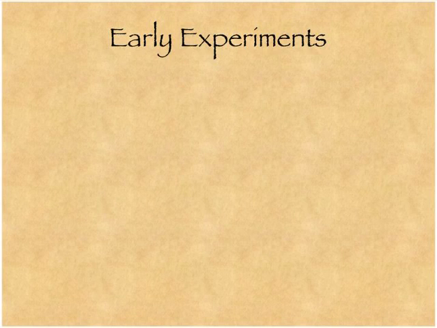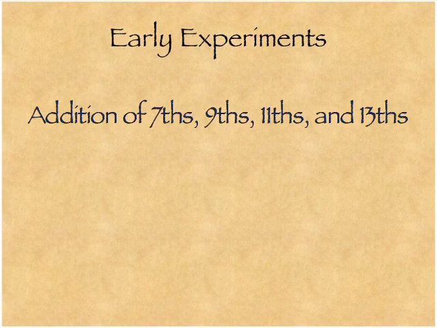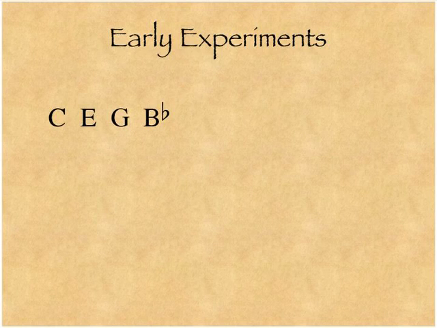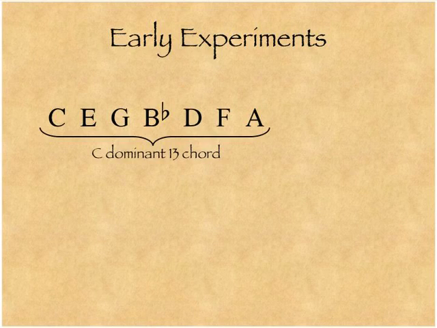Scriabin's early experiments with traditional harmonies were twofold. First, traditional chords were made more complex through the addition of sevenths, ninths, 11ths, and 13ths. And second, these same chords were altered chromatically. For example, a C dominant seventh chord can be extended to include D, F, and A, creating a dominant 13th chord. On the other hand, this C dominant seventh chord can be chromatically altered, as when the G becomes G flat.